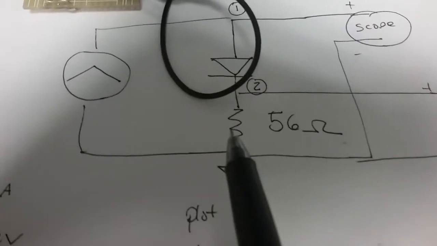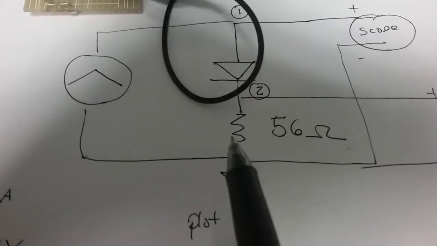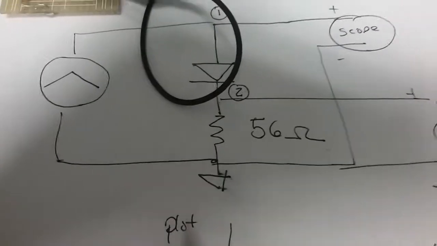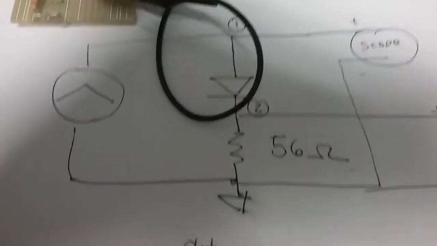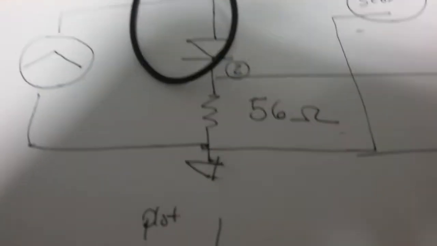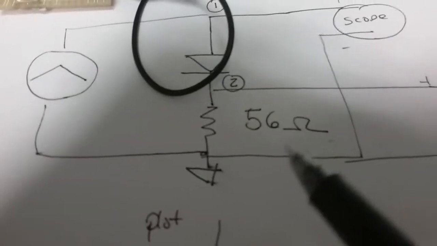That's because the function generator is rated at a minimum load of 50 ohms. It happens to be a 51 ohm resistor, but I measured it with the impedance analyzer and it comes up to be about 56.